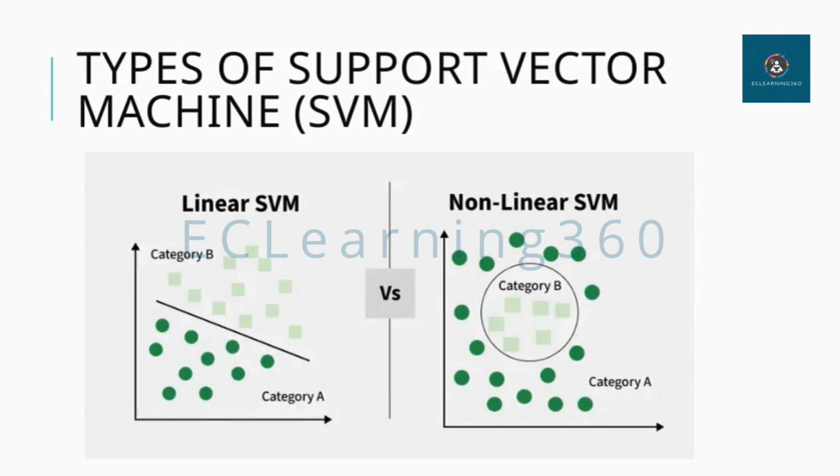Now, let's take a closer look at the different types of support vector machines, or SVMs. Essentially, SVMs are versatile tools in machine learning, capable of handling various kinds of data and tasks. The most common type is the linear SVM, which is used when your data is linearly separable. It finds the best possible boundary, or hyperplane, that separates the classes with the widest margin. But in many real-world scenarios, data isn't perfectly linear. That's where the kernel SVM comes into play.